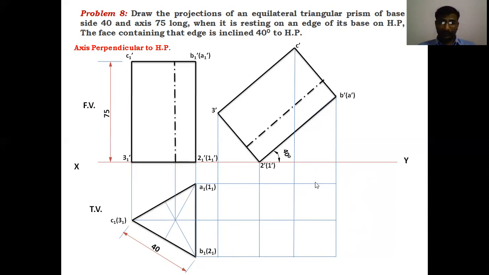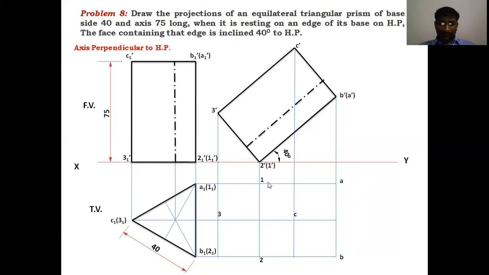How to locate the points? The intersection point between the A dash line and the A1 line is located as A. This point is A. Then the line coming from B dash intersecting with B1, this point is B. And next, C dash line intersecting with C1, this point is C. Similarly, the bottom base points: this point is 1, this point is 2, this point is 3.